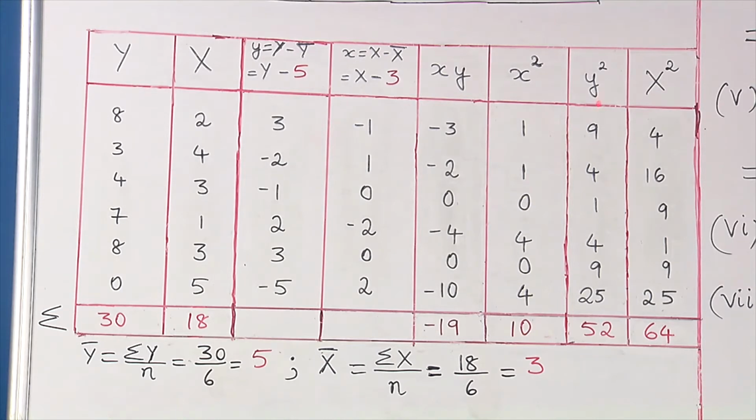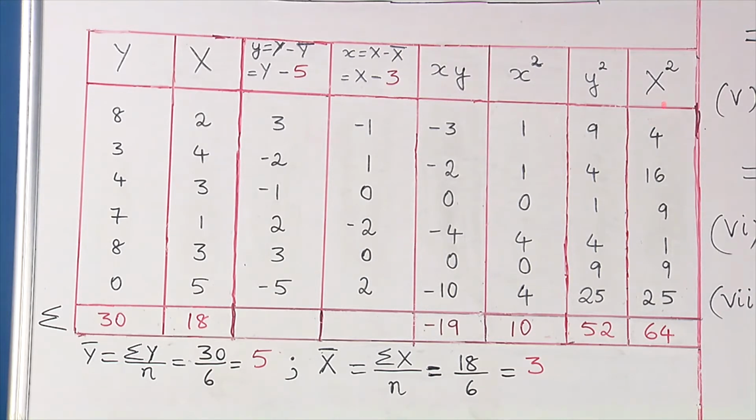The next value to be computed is small y square. So, switch to the third column where you have the value 3. So, 3 into 3 gives 9, minus 2 into minus 2 gives 4, minus 1 into minus 1 is 1, 2 into 2 is 4, 3 into 3 is 9, minus 5 into minus 5 is 25. Add up all these values to get the total 52.